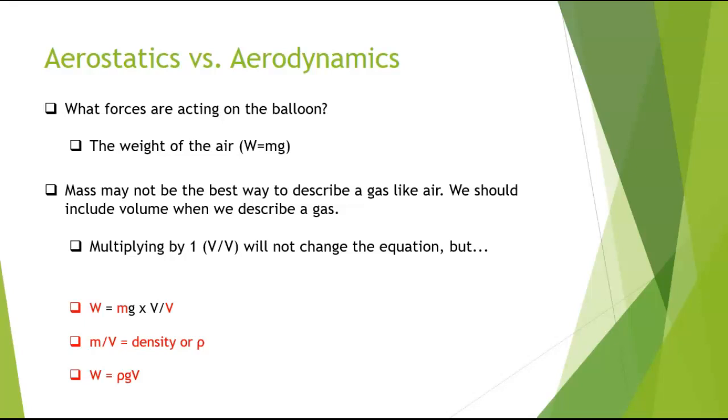But when we're talking about a gas like air, we should include volume. So we can multiply that equation by volume over volume, which is basically multiplying it by 1, which will not change the equation. But when we do that, we get weight equals mass times gravity times volume over volume. And we can eliminate one of those volumes by combining mass over volume, which equals density. So now we can further simplify the equation to weight equals density times gravity times volume.